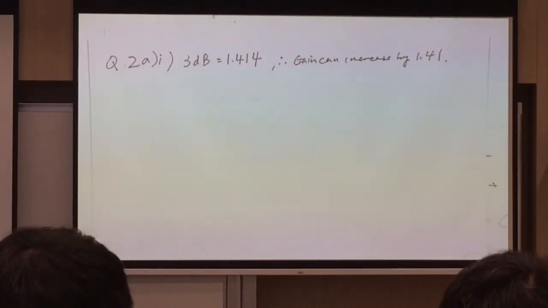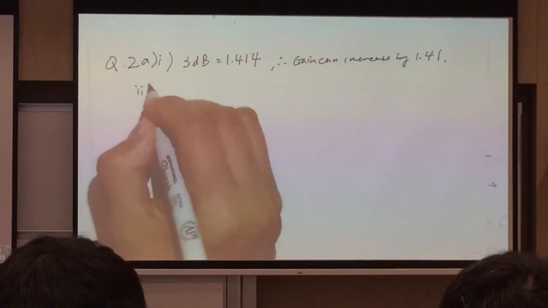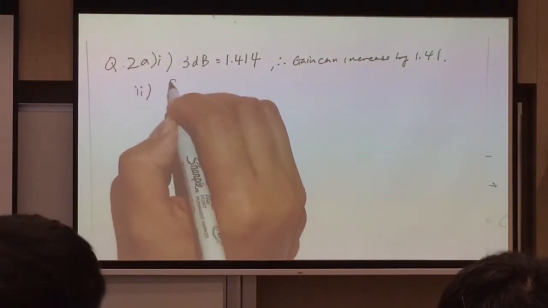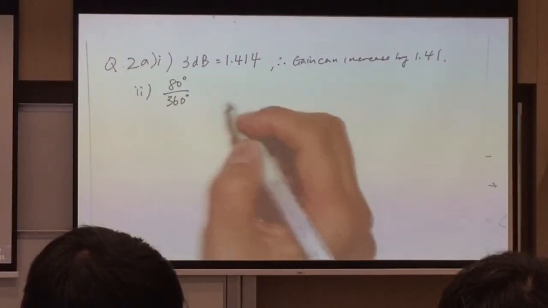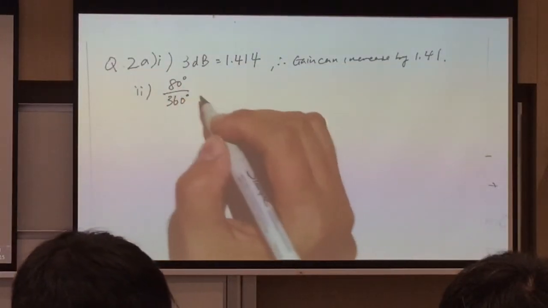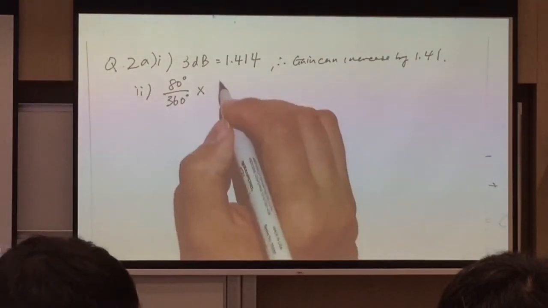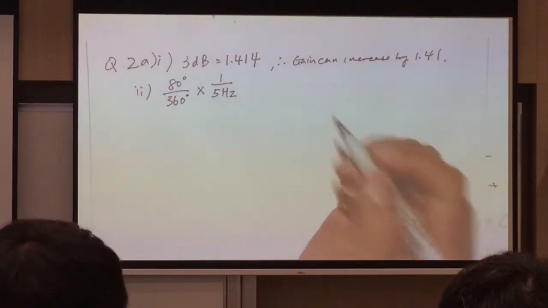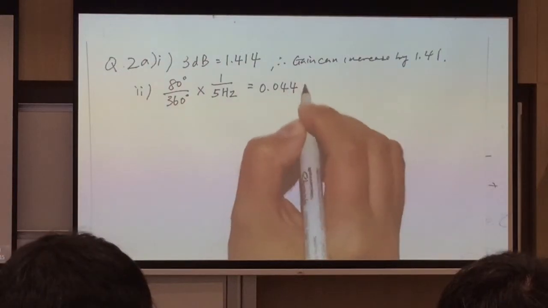Part 2. What additional delay can be added to a closed loop before the stability is lost? Okay, so this answer is exactly the same as in the sample. So it's conversion of 80 degrees into seconds. So 80 over 360 is the fraction of 1 revolution, times the time period. So time period is 1 over 5 hertz. Okay? So if you press your calculator, that's 0.044 seconds.